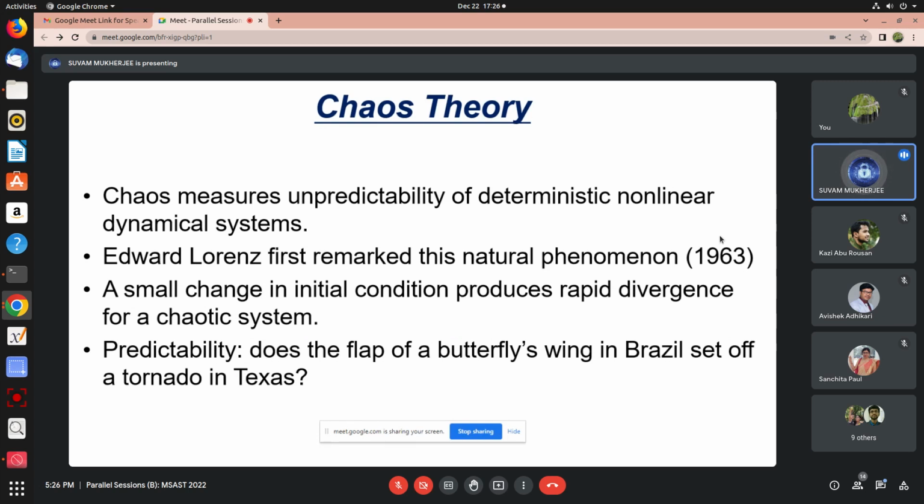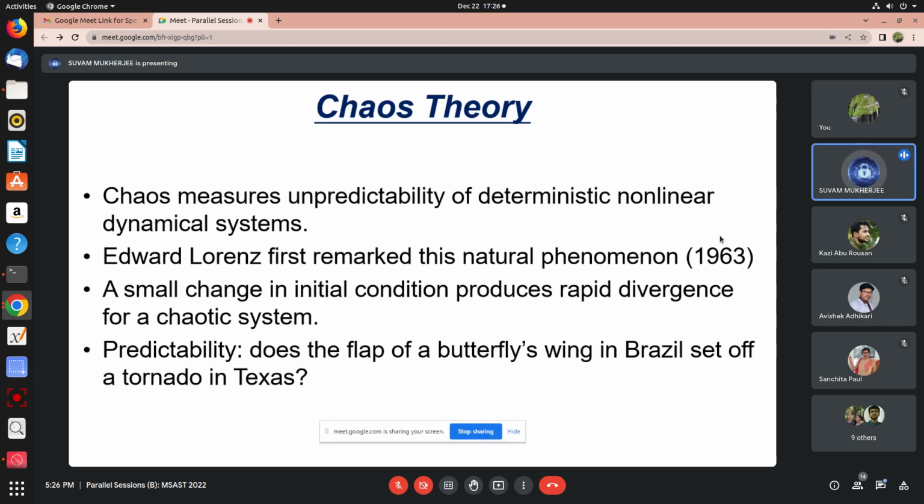Around 1922, the French mathematician Hadamard first introduced a system exhibiting sensitive dependence. After that, Edward Lorenz remarked on this natural phenomenon around 1963. Around 1972, Lorenz's conference talk became very famous. The talk title was Predictability: Does the flap of a butterfly's wing in Brazil set off a tornado in Texas? This kind of question generated so much curiosity throughout the world.